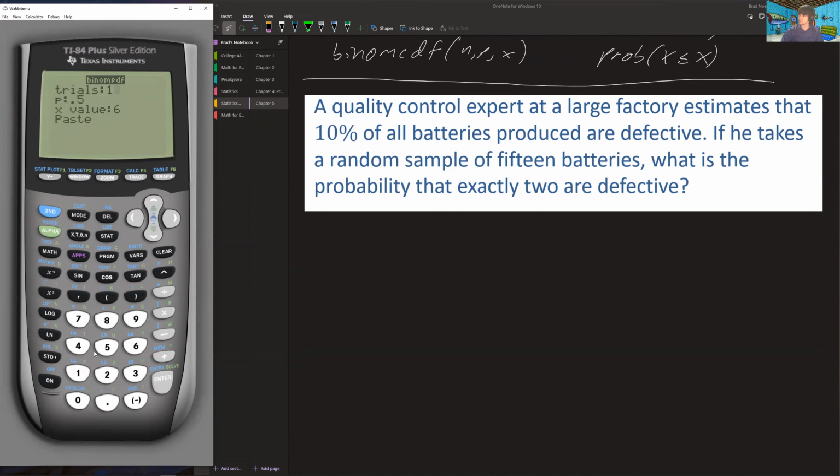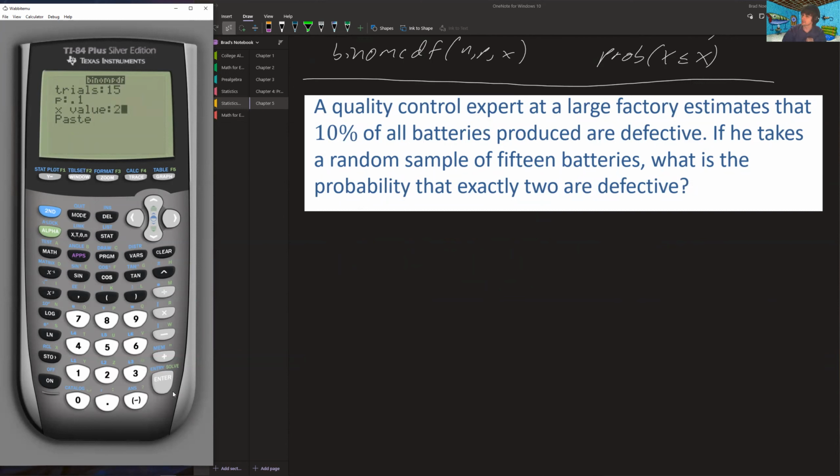We have 15 trials. Probability is 0.1. And I am choosing for defective to be my success case here. Note that if my probability of defective is 0.1 here, then I choose my success to be defective. If you chose your success to be not defective, then your probability would actually be 0.9 here. So be sure that you are consistent with what you choose for your success case to be, okay?